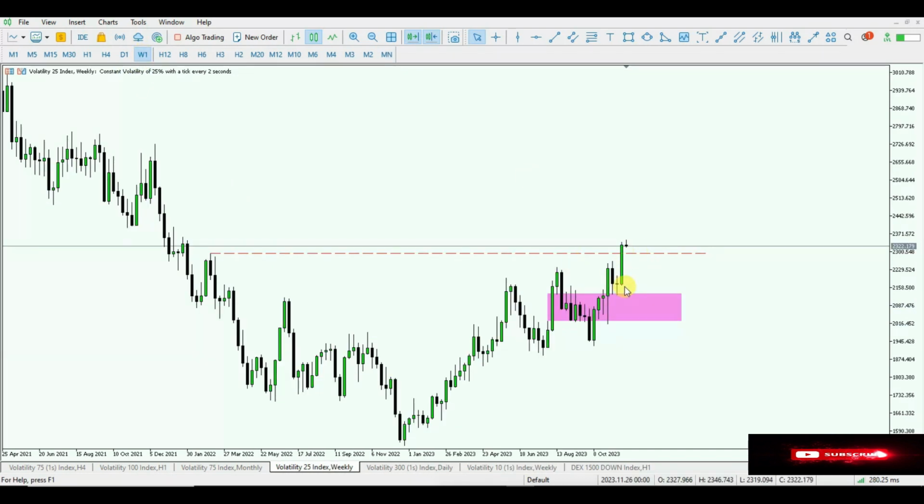Weekly time frame has also given us a clear sign that we have swept a high. Okay, we have taken an external liquidity. Where will our eye be drawn towards now? Our eye will be drawn towards seeking for internal liquidities.